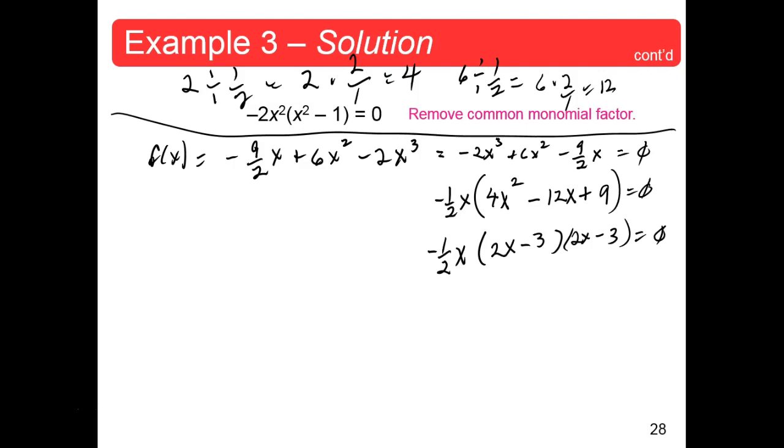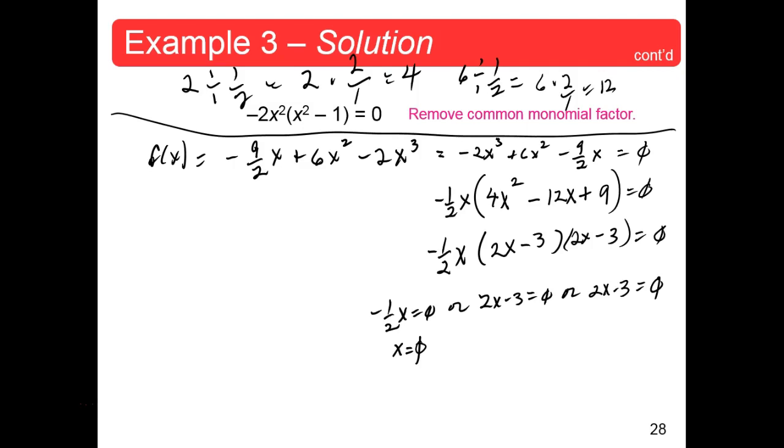Okay? Now, what do we do? We factor completely. And now we set each of them equal to 0. Minus 1 half x equals 0, or 2x minus 3 equals 0, or 2x minus 3 equals 0, right? Now, what would be your solution for the first one there? Only way that negative 1 half x would be 0 is if x is equal to what? 0! In other words, multiply both sides by minus 2. Minus 2 times 0 is 0, right? X equals 0. That's the only possibility there.